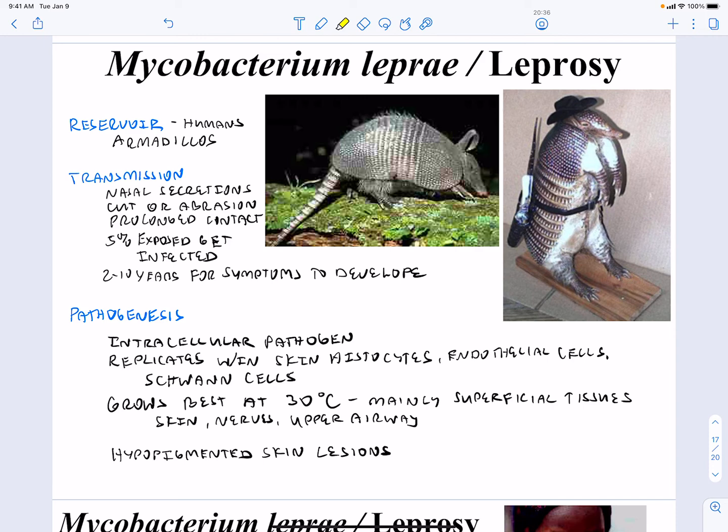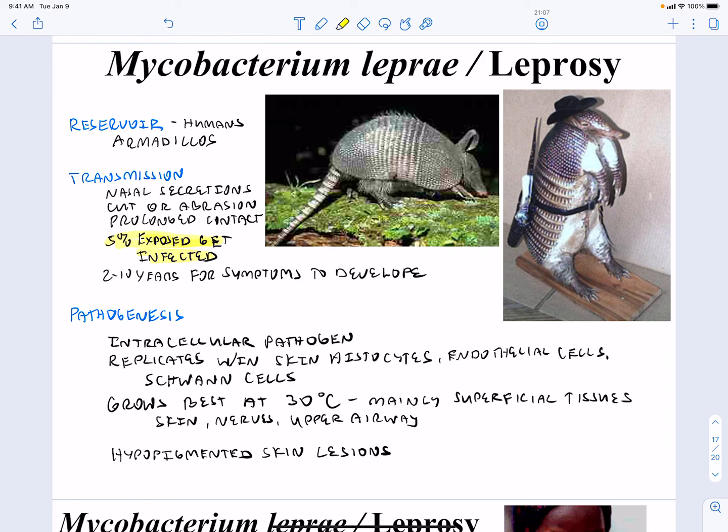Now, leprosy is going to have two basic reservoirs: humans, so human-to-human transmission, as well as our friendly armadillo. The transmission is through nasal secretions, someone has a cut or an abrasion, or it's through some prolonged contact. If you are in contact with someone with leprosy, you have a 5% chance of getting infected. Therefore, it's not very contagious. There is a lepromin skin test similar to the PPD skin test.